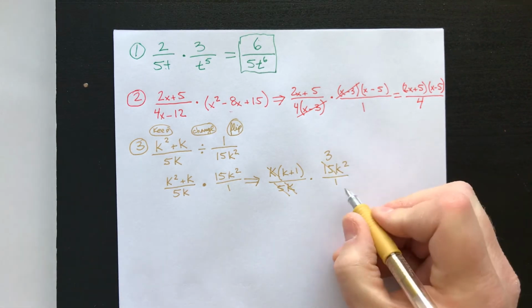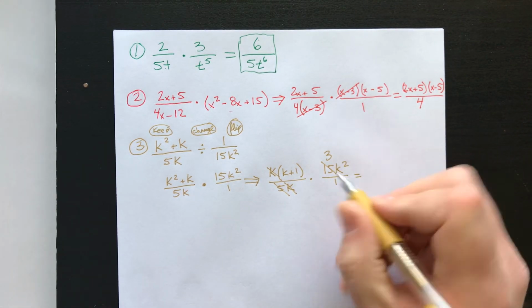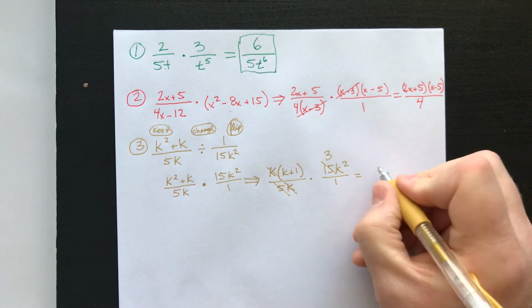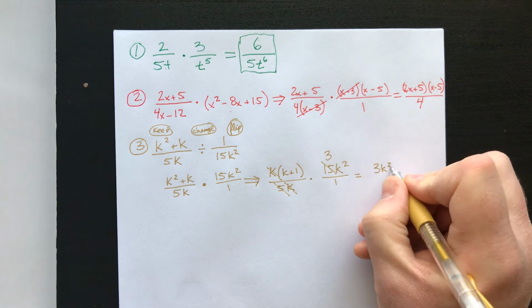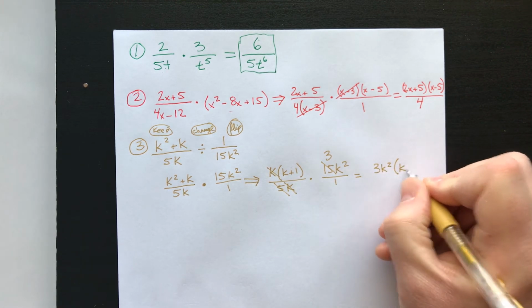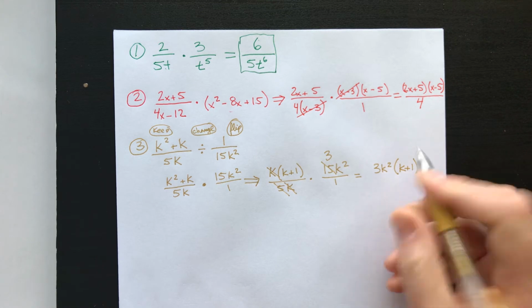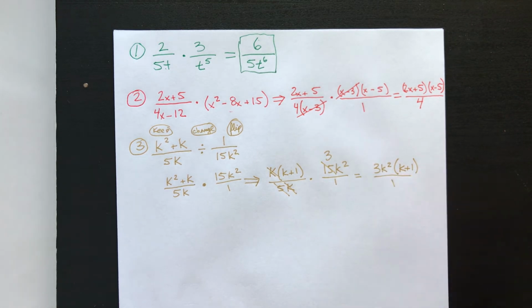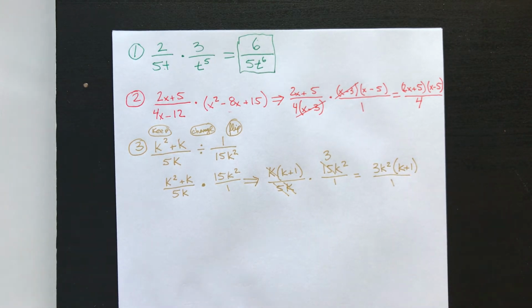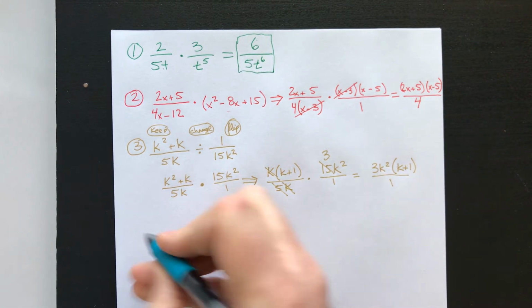So what do I have? In the numerator, I have 3k squared times k plus 1 all over 1. And you don't have to write the 1 in the denominator. You can just say 3k squared times k plus 1. So that's your final answer. All right, let's move on to number 4.